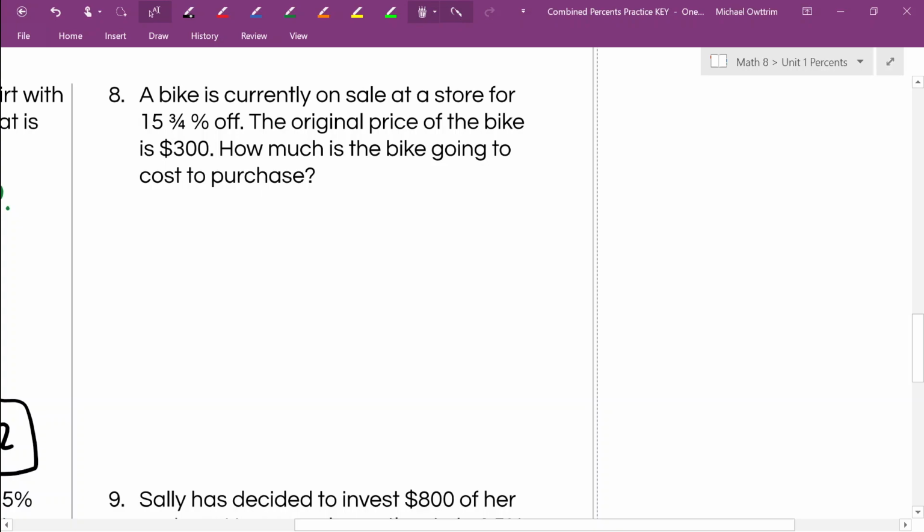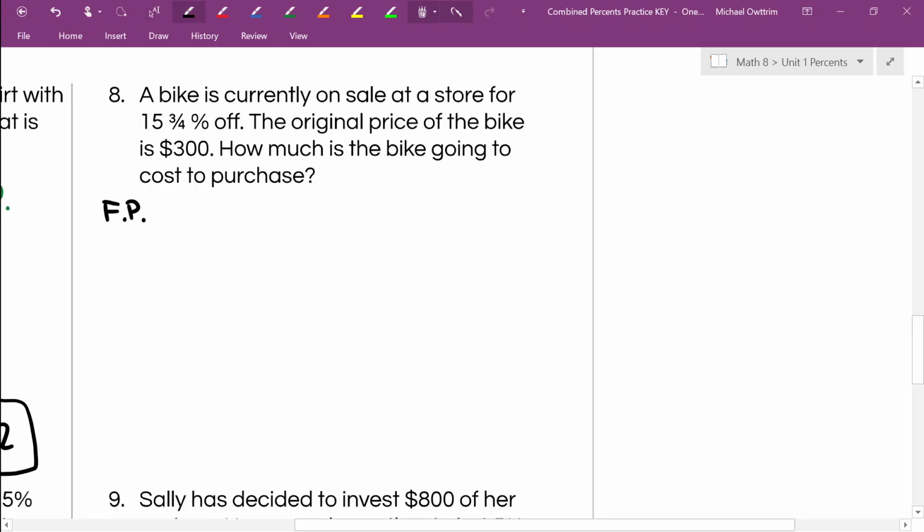Okay, continuing with our combined percents practice, let's take a look at question 8. The bike is currently on sale at a store for 15.75% off. The original price of the bike is $300. We want to know how much the bike is going to cost to purchase.